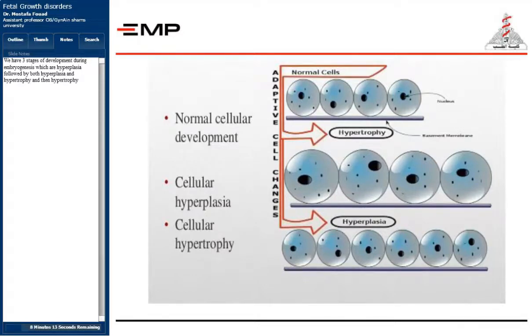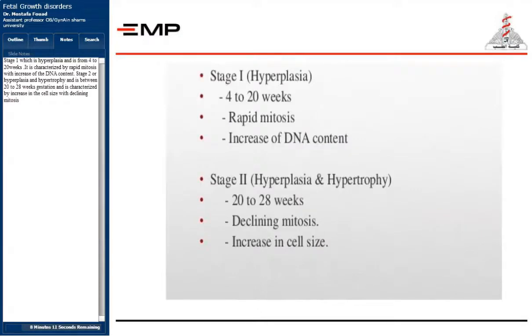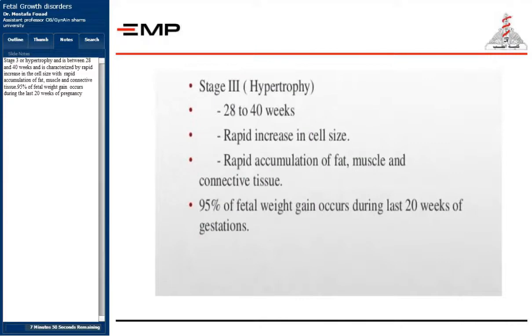Stage 1, which is hyperplasia, is from 4 to 20 weeks. It is characterized by rapid mitosis with increase of the DNA content. Stage 2, or hyperplasia and hypertrophy, is between 20 to 28 weeks gestation and is characterized by increase in the cell size with declining mitosis. Stage 3, or hypertrophy, is between 28 and 40 weeks and is characterized by rapid increase in the cell size with rapid accumulation of fat, muscle and connective tissue.